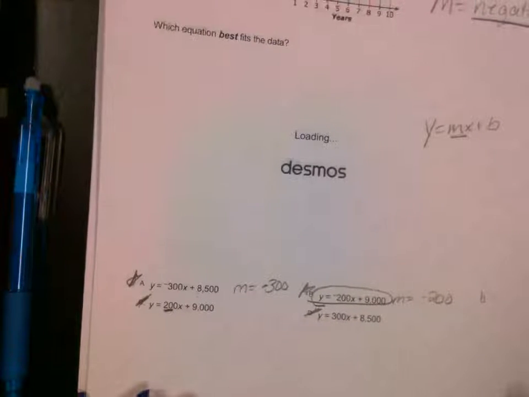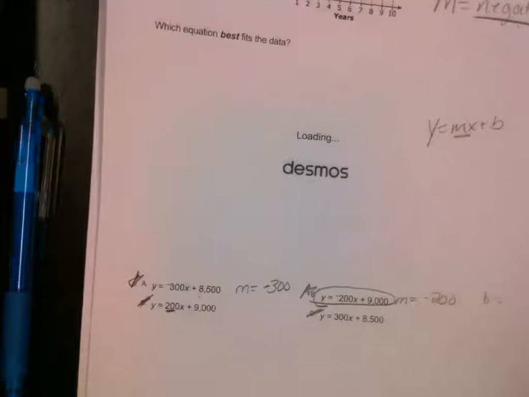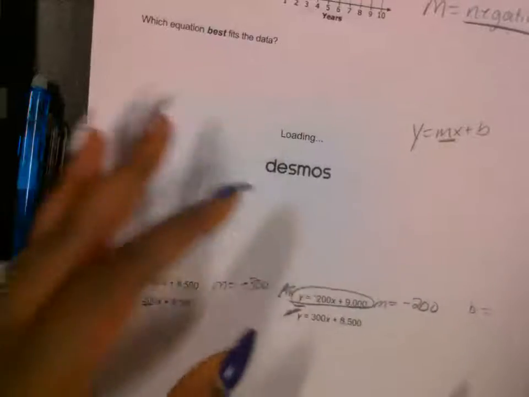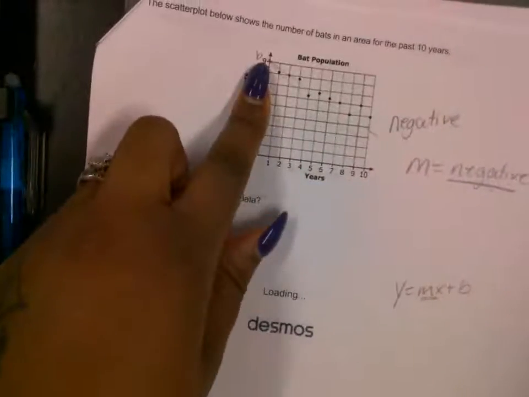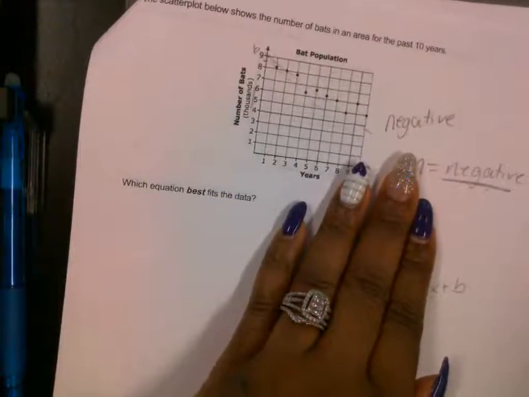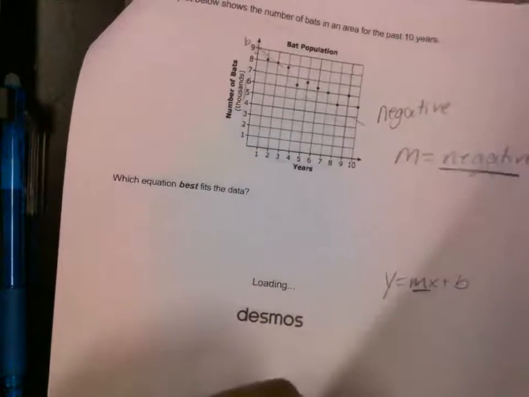Any questions about that? Do you see how I am estimating here? And you can only estimate. If they want you to be very precise, they'll give you the ordered pairs. But they didn't, so you've got to estimate. All right. Any questions? Let's do the next one.